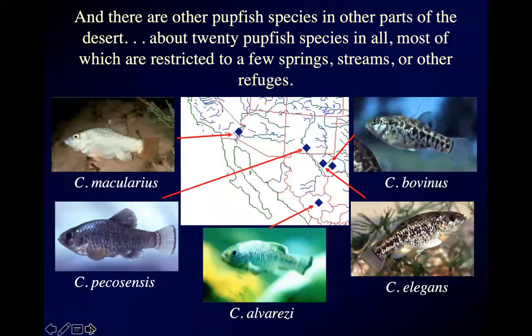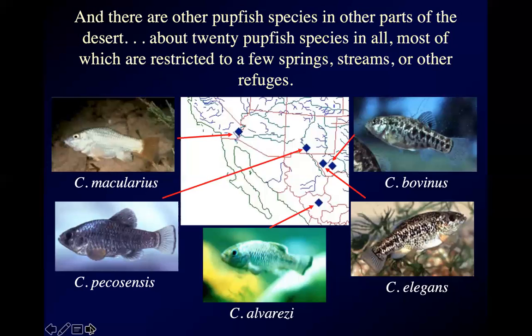And we can expand this picture further, by the way, because in other parts of the desert, there are other pupfish species, probably about 20 in all, in the Southwest United States and also in northern Mexico. Almost every one of them is restricted to a few little springs or streams or other little refuges like that. Most of them are highly endangered. They don't have a very wide distribution anyway. It might just be a few little streams or ponds or something like that.